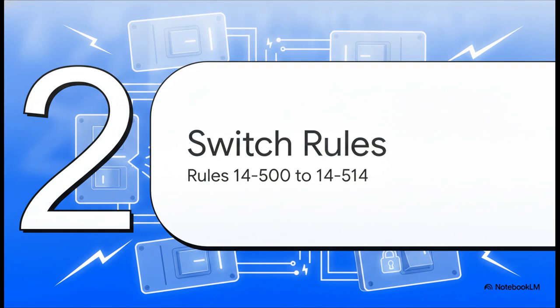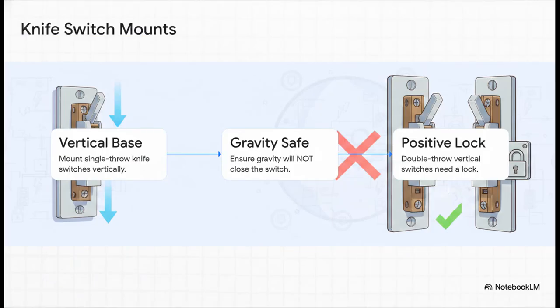Right. Moving along to switch rules and ratings. The code book is, frankly, obsessed with making sure a switch actually turns off the power, and more importantly, stays off. Listen, gravity is kind of your worst enemy on a construction site. Rule 14-502 is entirely dedicated to fighting it. A single throw knife switch must always be mounted vertically. That way, if the handle slips or gets bumped, gravity pulls it safely open, breaking the circuit. It can never fall closed into a live circuit.